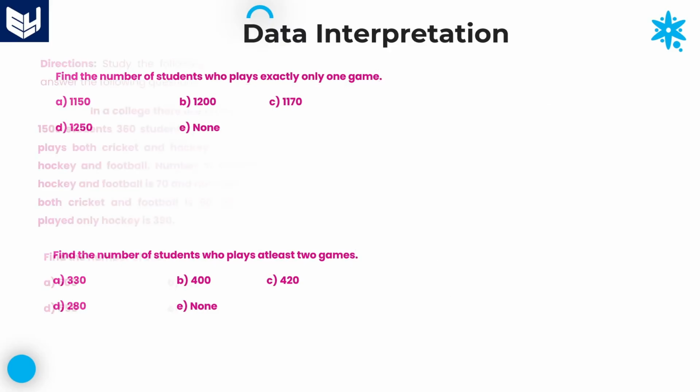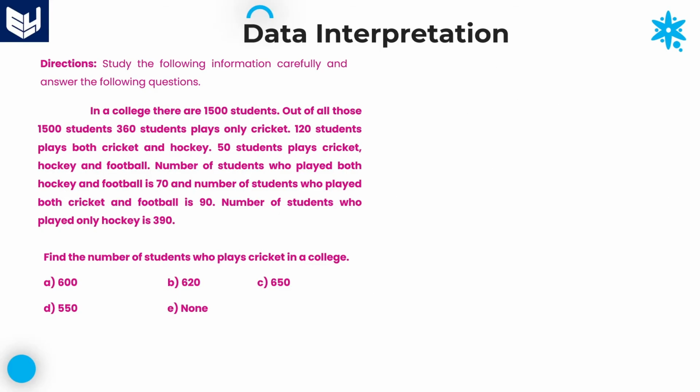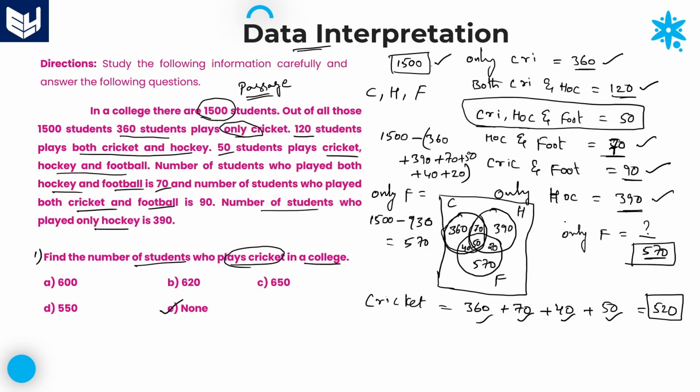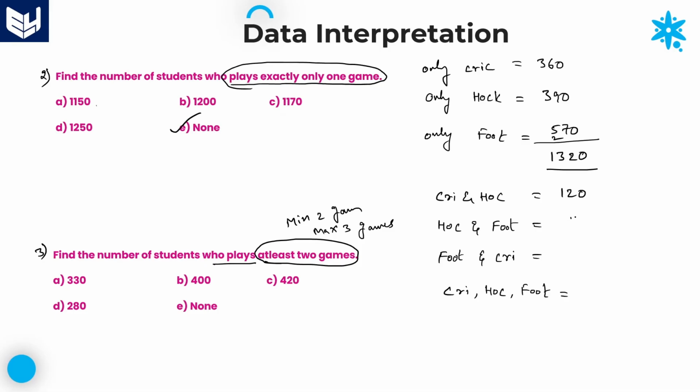Once go back. First, cricket and hockey 120. Next, hockey and football 70. Cricket and football 90. And all 3 games 50. See, I am just writing all the values. 120, 70, 90 and 50.